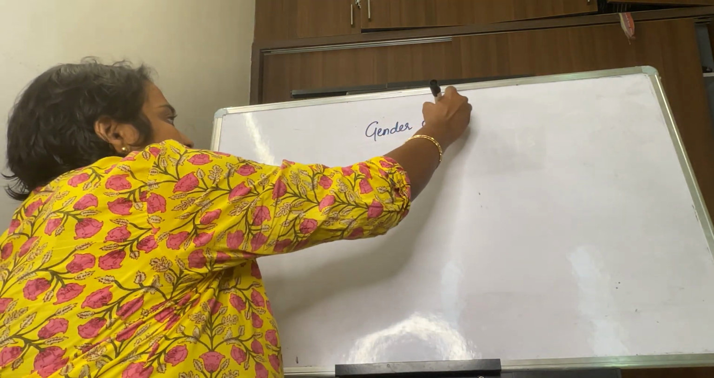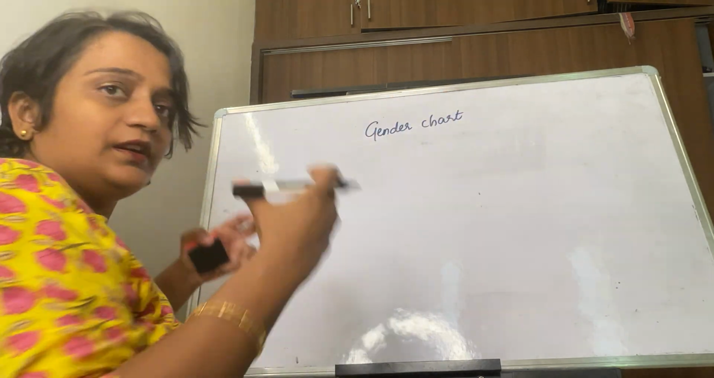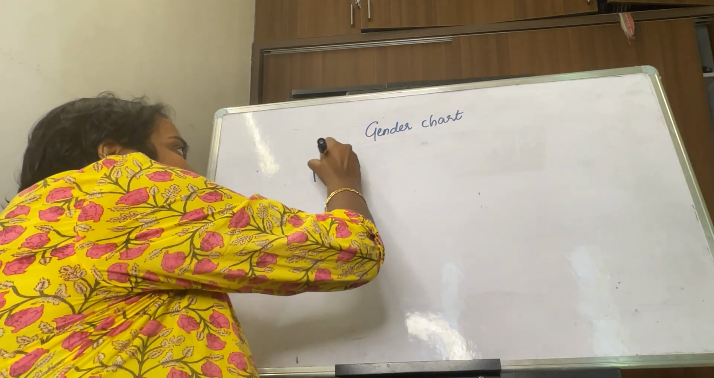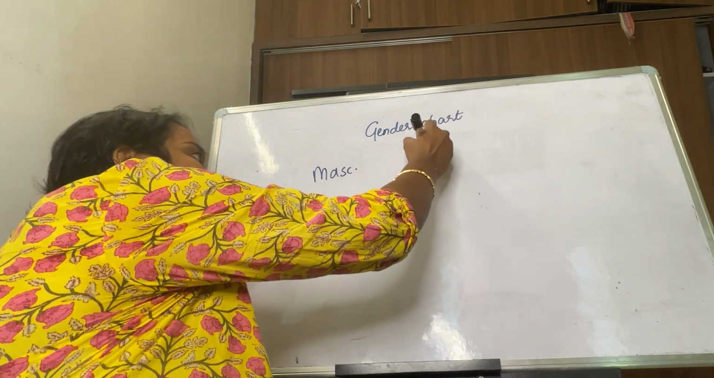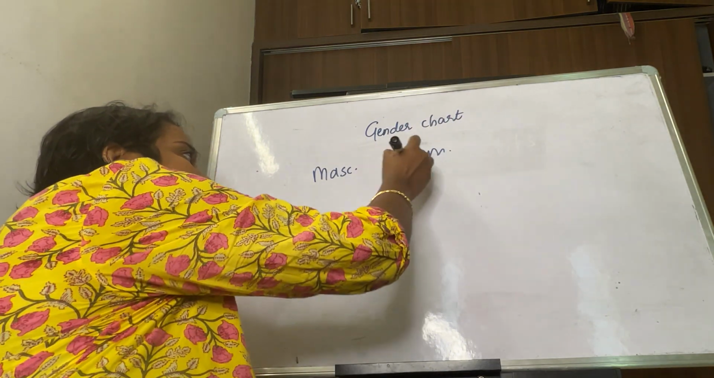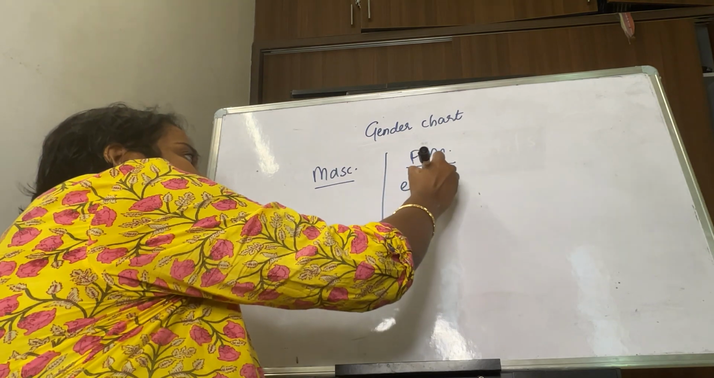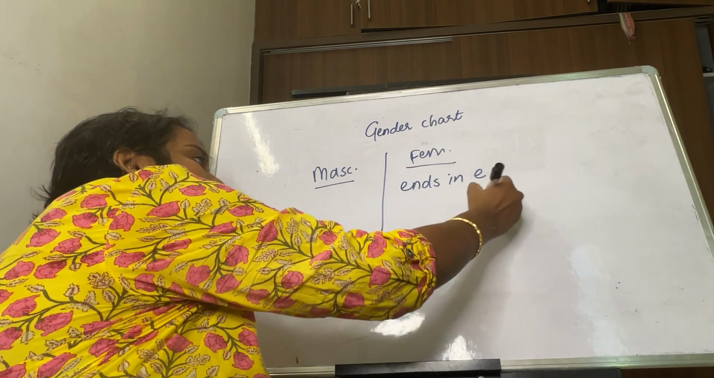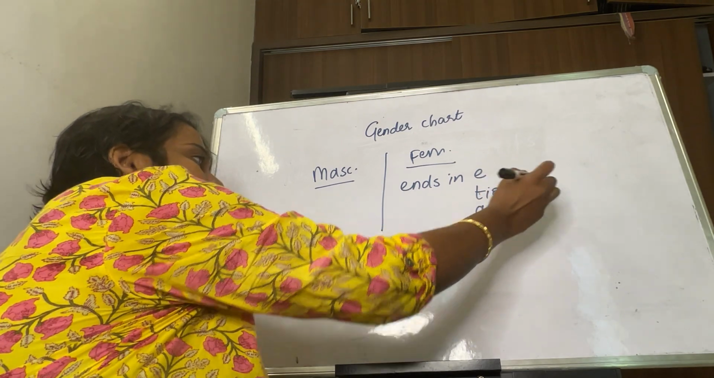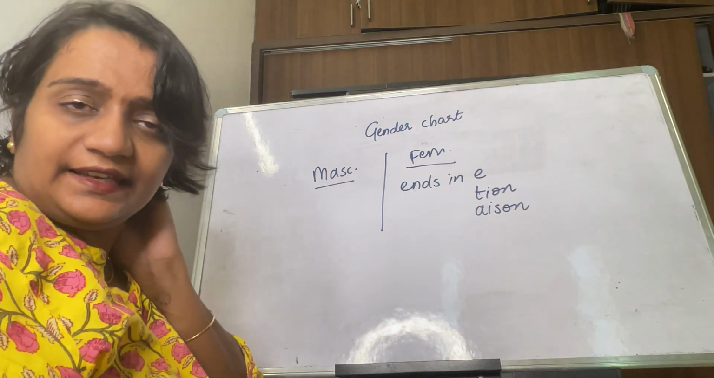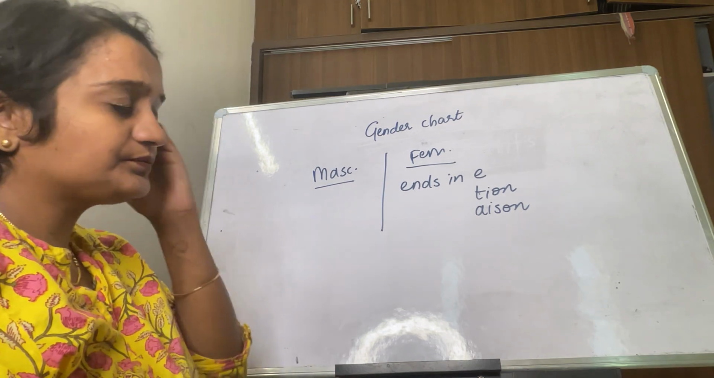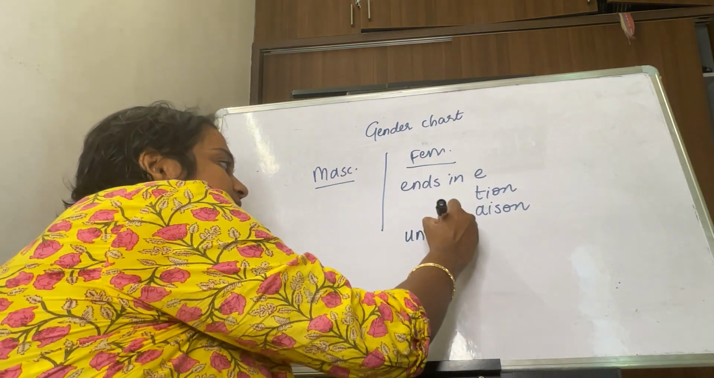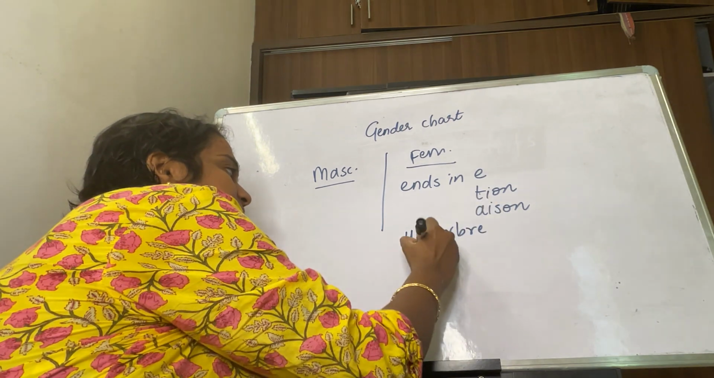So the gender chart is something that will keep evolving. You will keep adding exceptions, your observations and so on. For now, let's just write down masculine, feminine and write a few conditions. Ends in E, Tion, Aison. Okay, ends in E, Tion, Aison. There are some exceptions like un arbre, un livre.